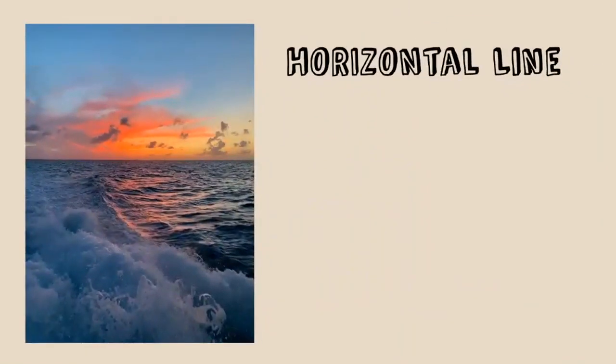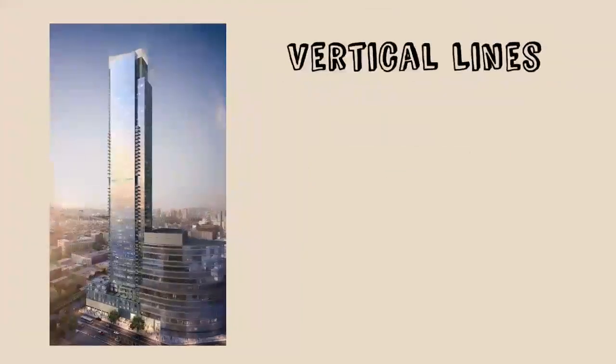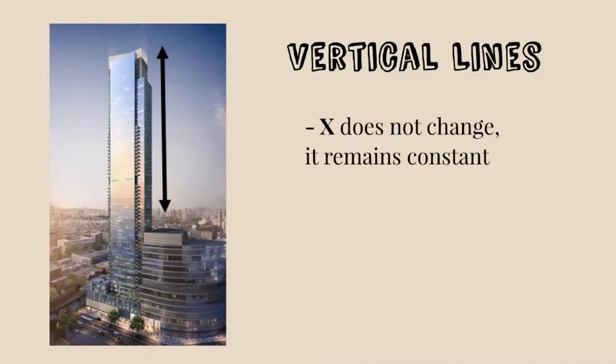Now let's quickly recap. When you have a horizontal line, for any number you have for x, y does not change. The slope of a horizontal line will always be 0 because there is no inclination. When you have a vertical line, for any number you have for y, x does not change. The slope of a vertical line will always be undefined because it goes up forever and there is no way of telling if it stops because it's infinite.